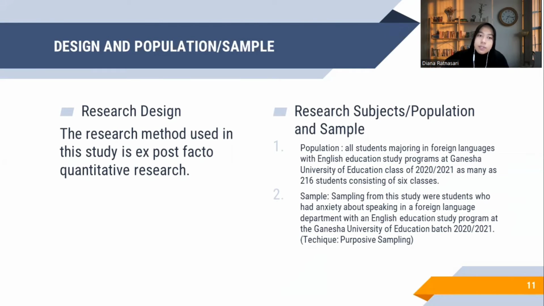In the research method, the presenter covers design, population, and sample. For the design, this research is used in the study of ex post facto and quantitative research. Ex post facto research focuses on something that has already happened to the subject. It is used to examine a possible causal relationship between two variables, where the independent or dependent variable is not treated or manipulated by researchers.